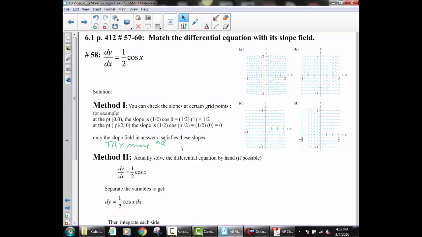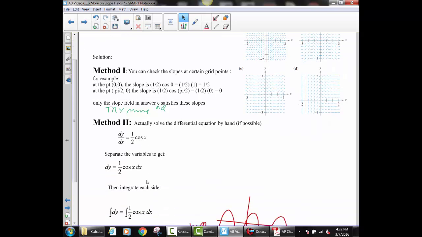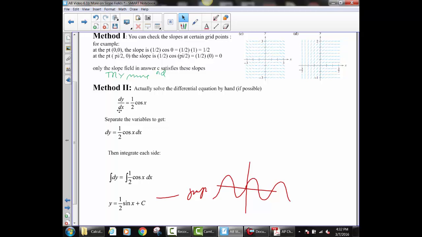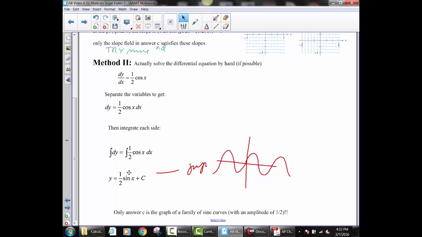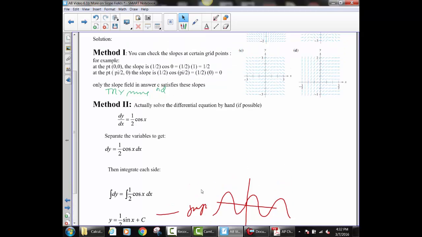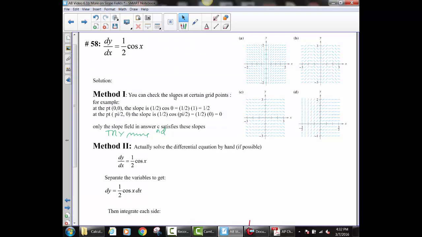The other method is to actually solve the differential equation, if possible. That's not always going to be possible, like with an x plus y or an x minus y. But this one it is possible. So we send the dx to the other side, so all the x's are on the right, all the y's are on the left. Integrate each side, we get y equals 1/2 integral of cosine x, so 1/2 sine x plus c. So if you're looking at these graphs, the only one that could possibly be it is answer C.